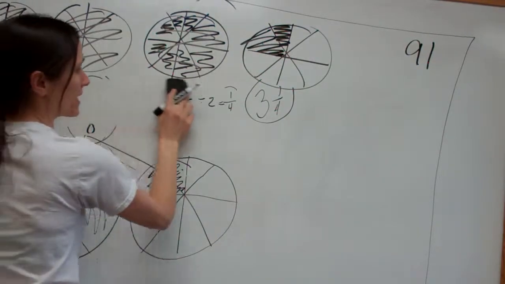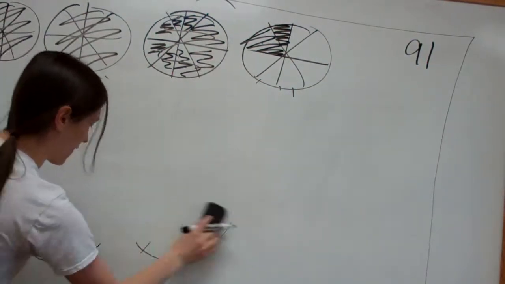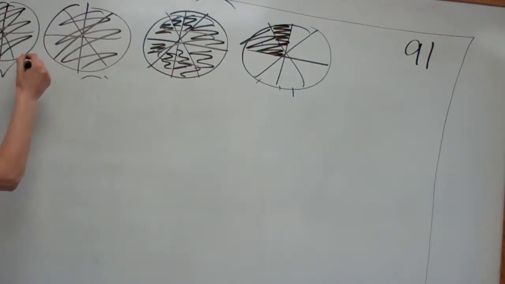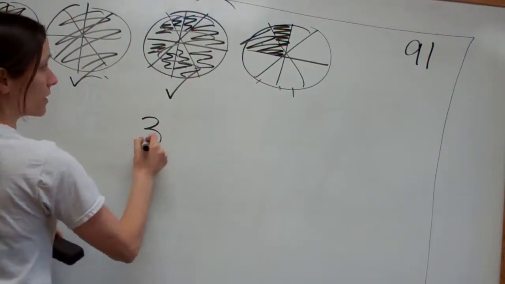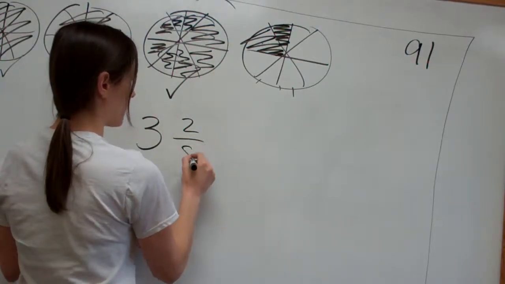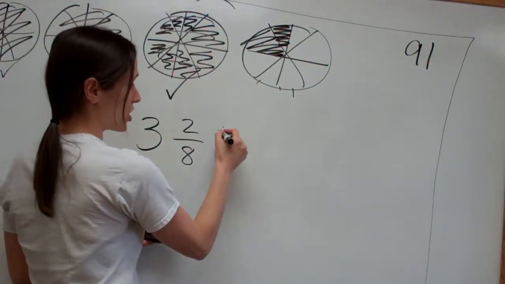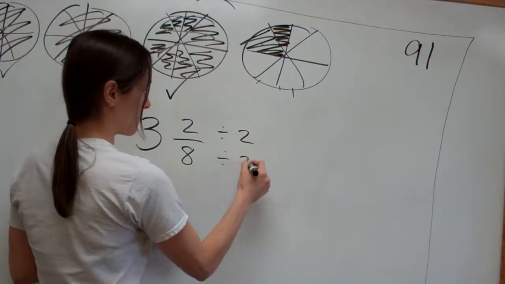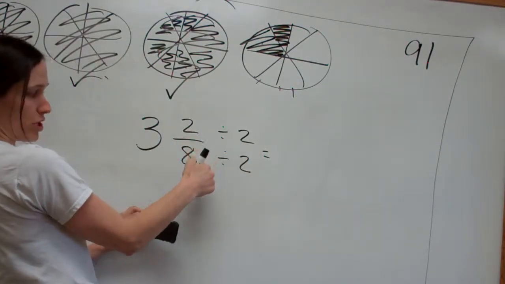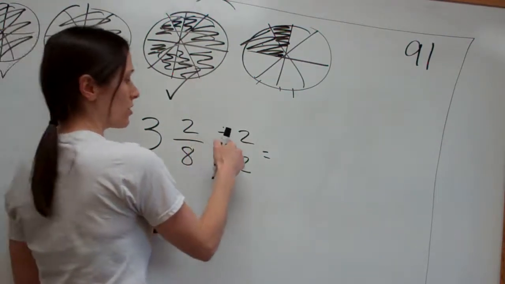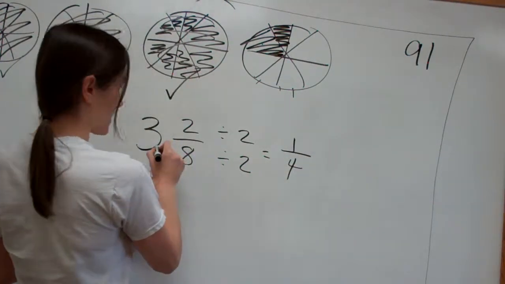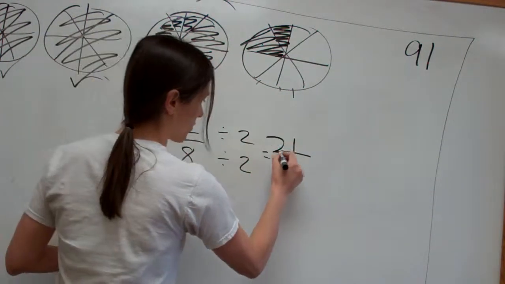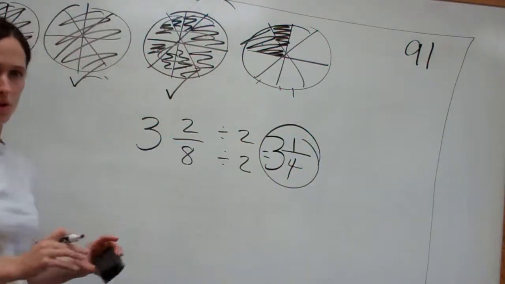Okay, so what we end up getting after we look at the whole picture is 1 whole pie, 2 whole pies, 3 whole pies, and 2 out of 8. And then when we reduce that, divide them by 2, you just reduce your fraction. 2 divided by 2 is 1, 8 divided by 2 is 4. Okay, but I still have this 3 here, so I'm going to bring it on over. 3 and 1/4.